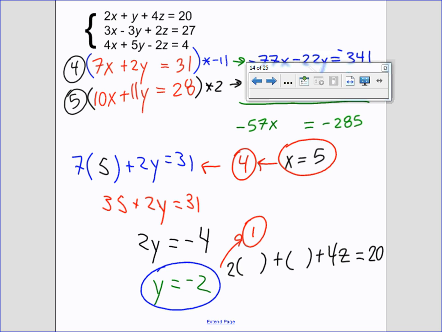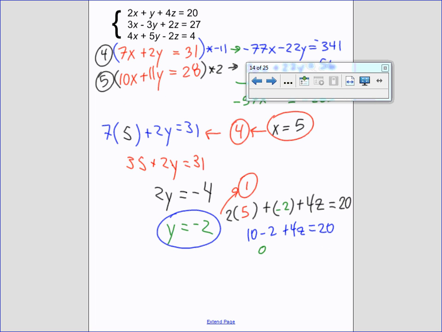All right, let's do it. In for x goes 5. In for y goes negative 2. 2 times 5 is 10, plus a negative 2 is minus 2, plus 4z equals 20. Combine like terms, same side, same operation. 8 plus 4z equals 20. Subtract: 4z equals 12. Divide, and z equals 3.